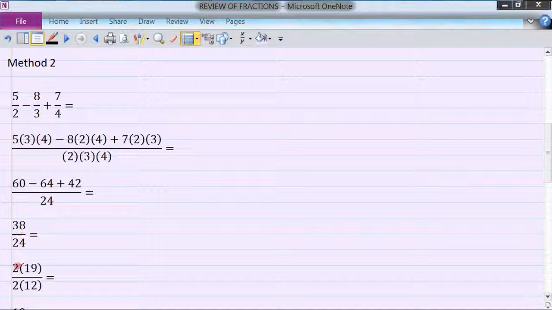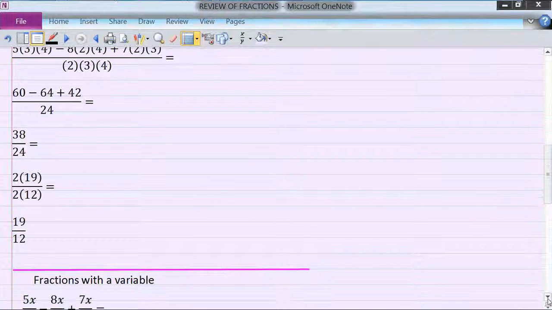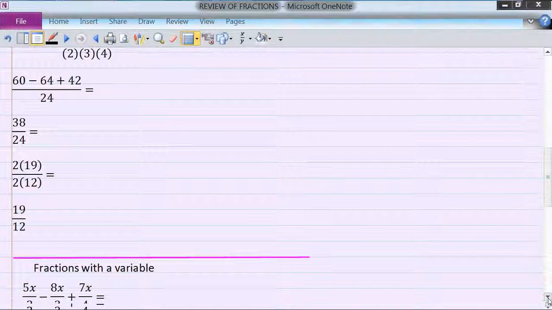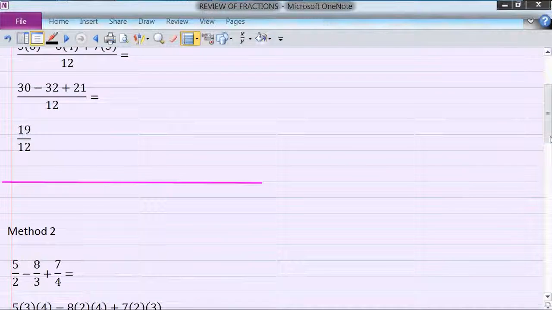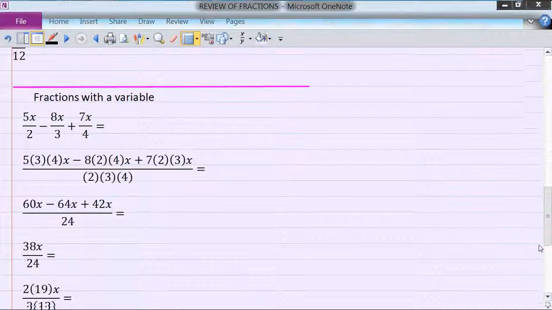Well, 38 is 2 times 19, and 24 is 2 times 12. Can cancel the 2, and I come out with 19 over 12, which is the same answer that I got over here. So it doesn't matter whether you use method 1 or 2.